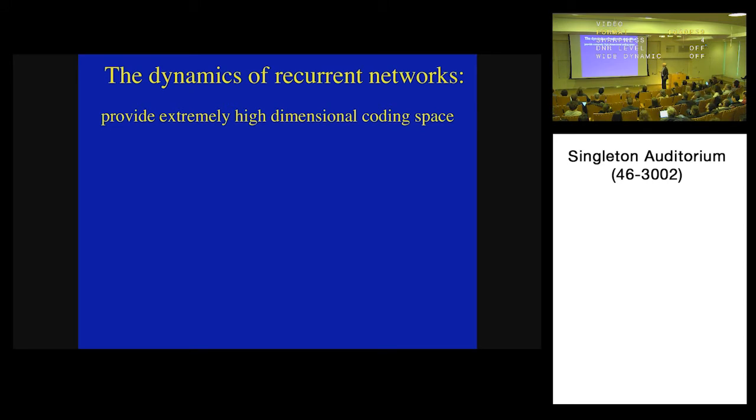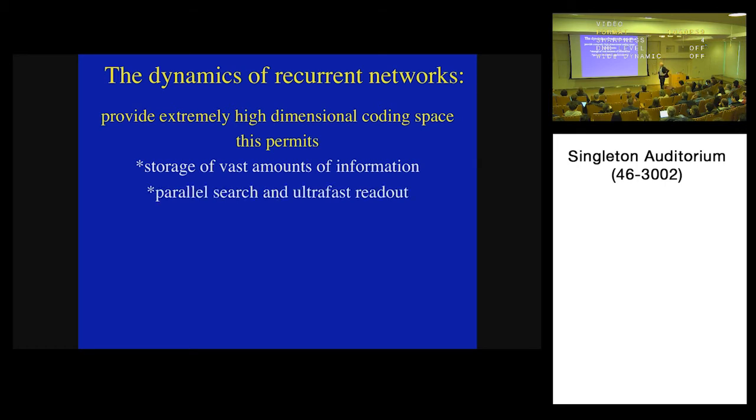So what is so special about the dynamics of recurrent networks? First, they provide an extremely high-dimensional coding space because the dynamics of these systems is so exceedingly complex. Mind you that even the three pendula that are coupled, the three-body problem, are analytically very difficult to treat, and if you have a large number of coupled oscillators, it really gets complex. This permits, at least in theory, the storage of vast amounts of information because one has a very high-dimensional space for coding available. It also permits, in principle, for parallel search and very fast readout, which is something that one needs.